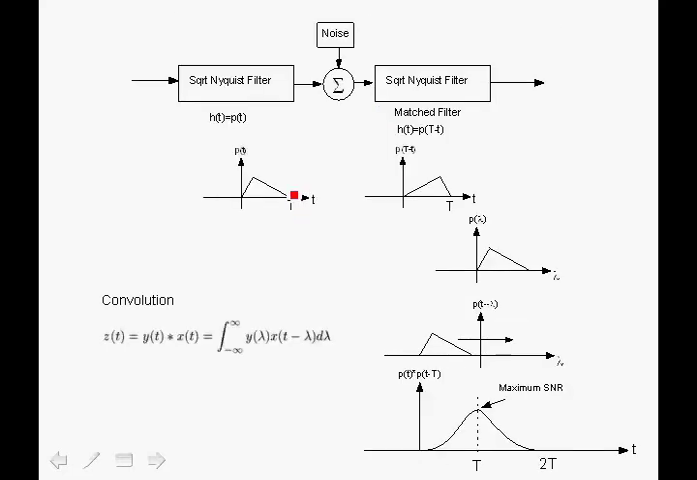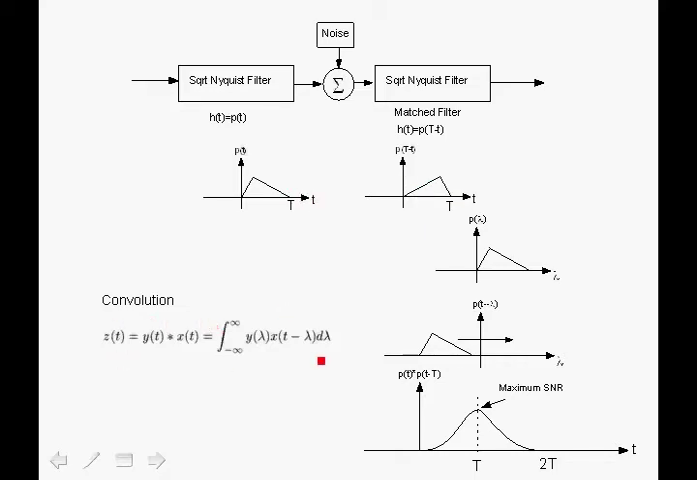Now, since this is the pulse that is input to the matched filter, and the matched filter has the impulse response shown, the output of the matched filter would be the convolution in the time domain between these two signals, the actual input pulse and the impulse response.